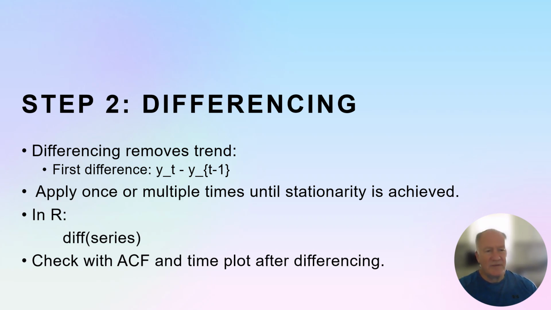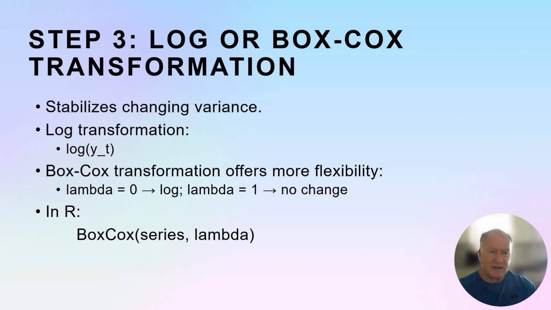So we can use differencing. Differencing will remove the trend. We take two data points and subtract them to make the difference. You can apply this once or multiple times until stationarity is achieved. In R, we could just do diff of the series and then check with ACF and time plots after the differencing. We also have the log or the Box-Cox transformation. This also stabilizes changing variance, and you can use a log transformation or a Box-Cox transformation, which has more flexibility.